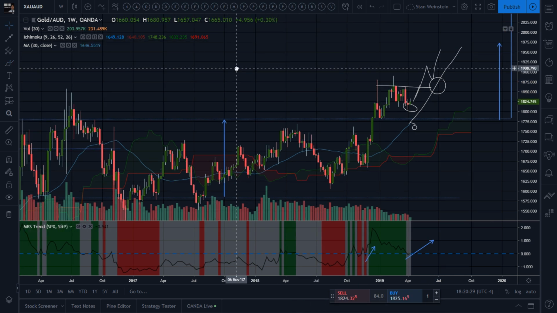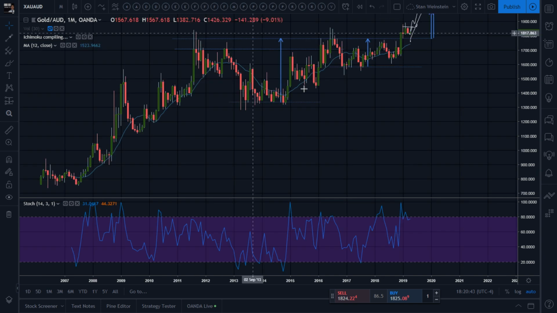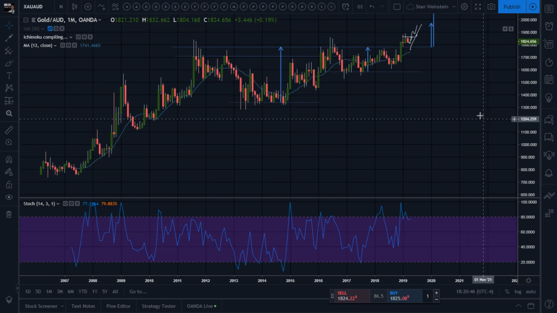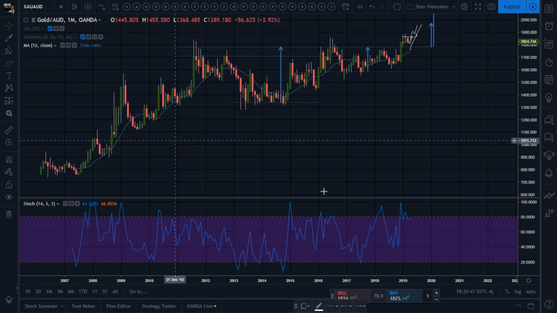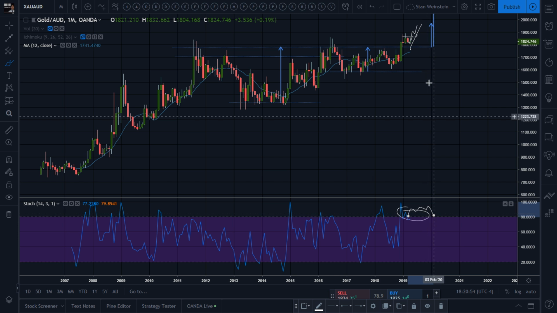So gold, man, already showing some colors of breaking out against the Australian dollar. I want to check, am I in the power zone with a fast stochastic? Yes, I am. So uptrend, we're up here. If the fast stochastic could stay in overbought territory on the monthly, that's very bullish. That's what you want to see.